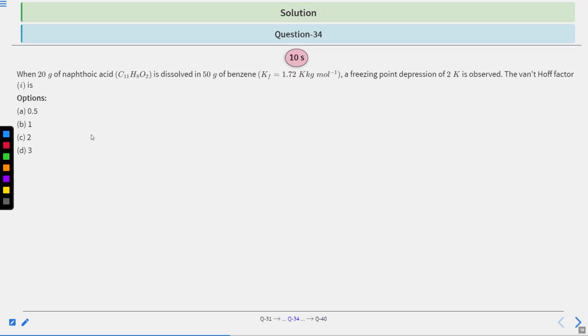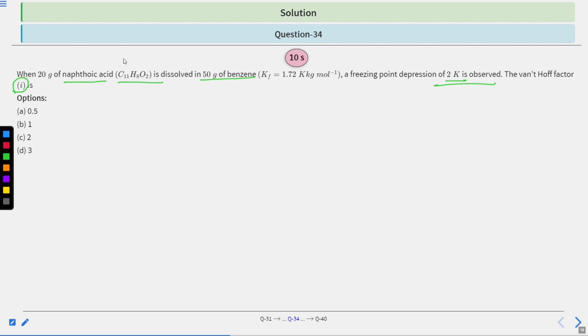Question number 34. When 20 gram of naphthoic acid, which is C11H8O2, is dissolved in 50 gram of benzene, the Kf for the benzene is given, and a freezing point depression of 2 Kelvin is observed. We have given a depression of freezing point which is of 2 Kelvin. The Van't-Hoff factor i is. So we have to calculate what will be the Van't-Hoff factor for this process.